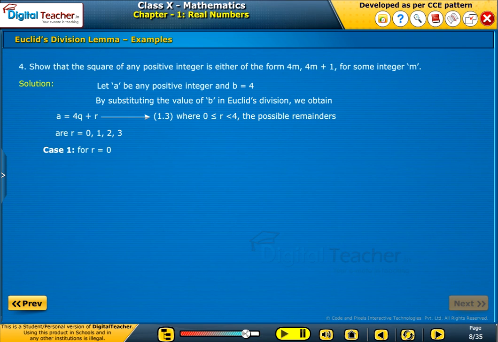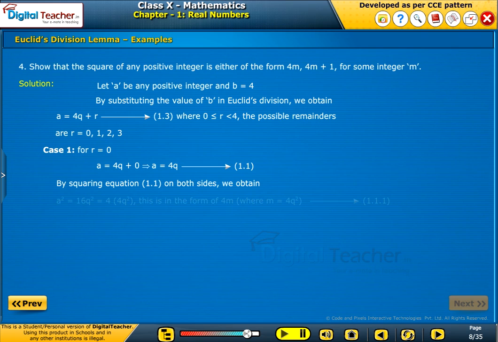Case 1 for r equal to 0. A is equal to 4q plus 0, that is a equal to 4q. By squaring equation 1.1 on both sides, we obtain a square is equal to 16q square is equal to 4 into 4q square. This is in the form of 4m, where m is equal to 4q square.